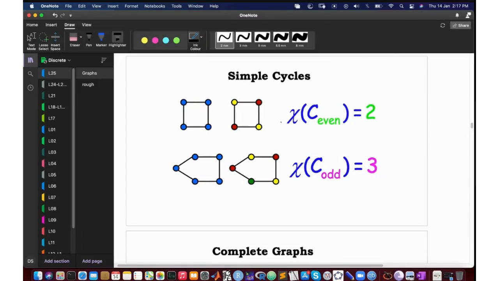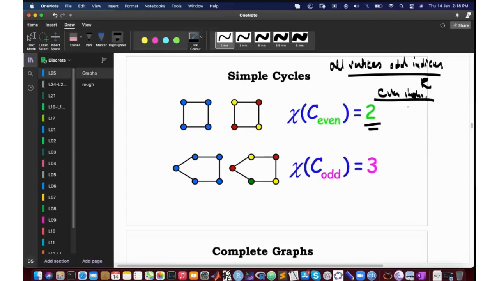So about cycles, if you have an even cycle, it turns out you can always color it with two colors. Okay, and it's probably not that hard to see. What you could do is label all the vertices. For all vertices with odd indices, give them, for example, red. And for all vertices with even indices, give them, I don't know, yellow.